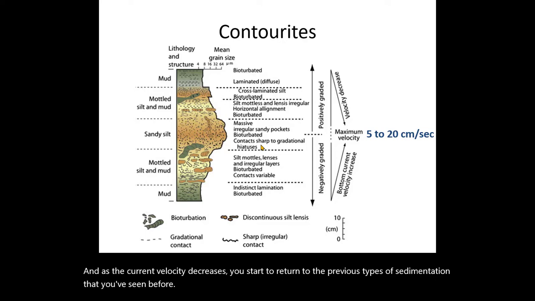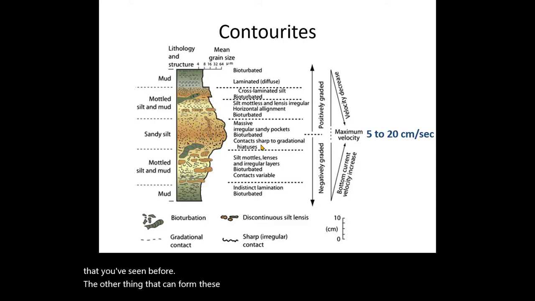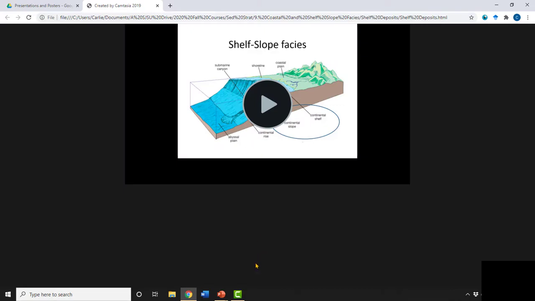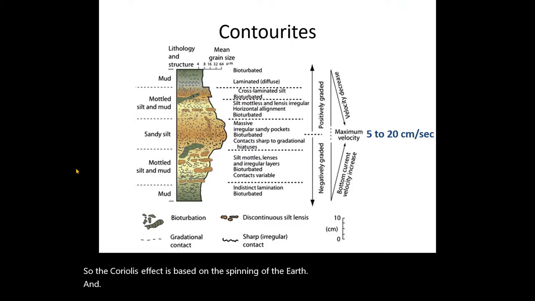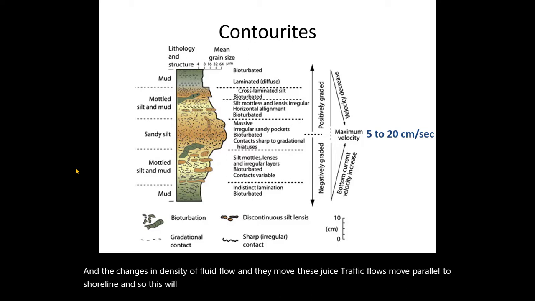The other thing that can form these contour currents is geostrophic flow. So the Coriolis effect is based on the spinning of the Earth and the changes in density of fluid flow, and these geostrophic flows move parallel to shoreline. And so this will also disturb the sediments on the slope and the continental rise.